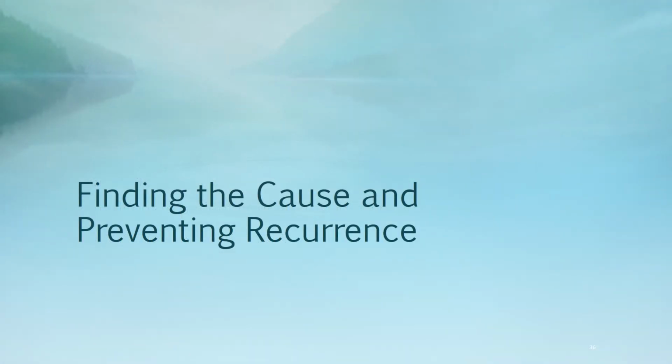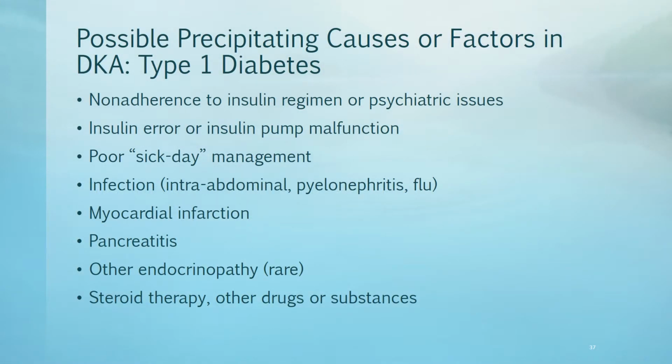Okay, so now we're headed down to finding the cause and preventing recurrence, because this is really our goal as we take care of these patients, that we want to make sure that they understand what caused the issue to begin with, and we give them education to prevent this from happening in the future. So some of the possible precipitating factors: I did talk a lot about infection as one of the causes of DKA for their type 1.